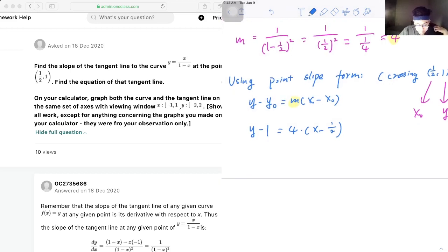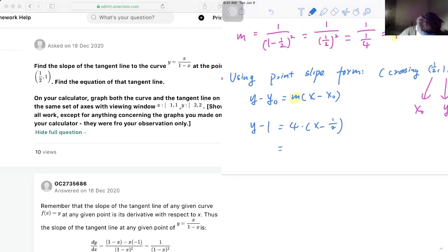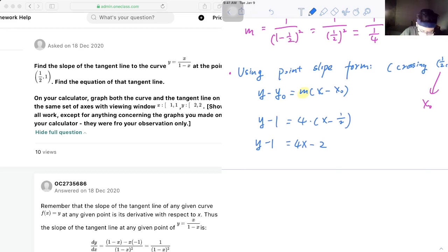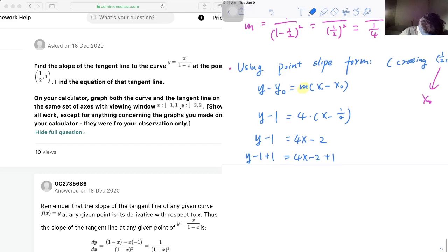Now we just need to leave y on one side and all the other things on the other side. So let's simplify the equation. We have 4x minus 2, and we have y minus 1 on our left hand side, and now we just need to add 1 on both sides in order to get rid of the extra negative 1. So y minus 1 plus 1 is equal to 4x minus 2 plus 1, which is equal to y is equal to 4x minus 1.